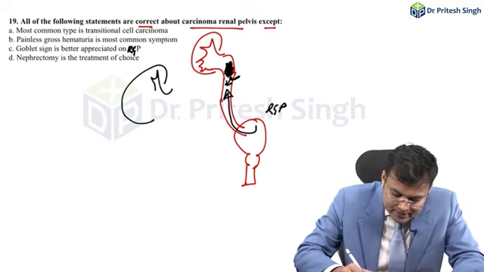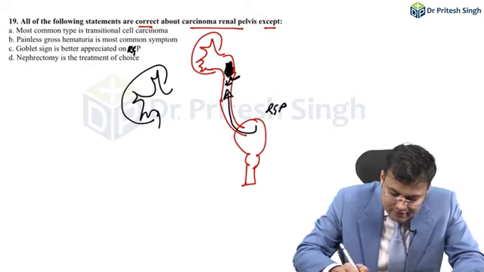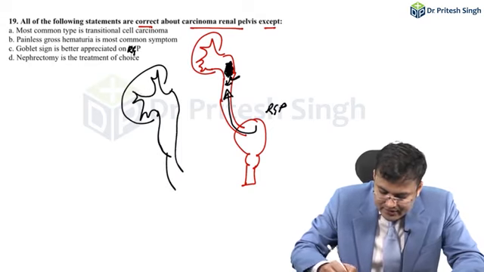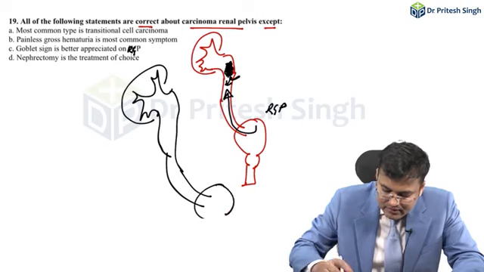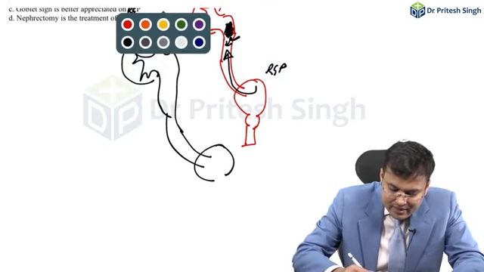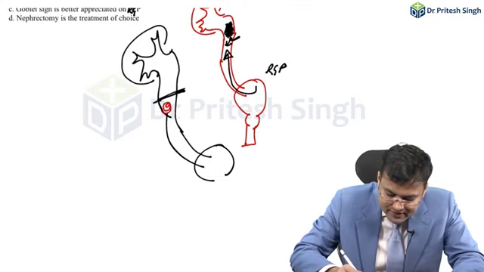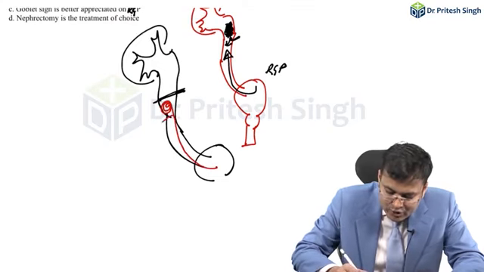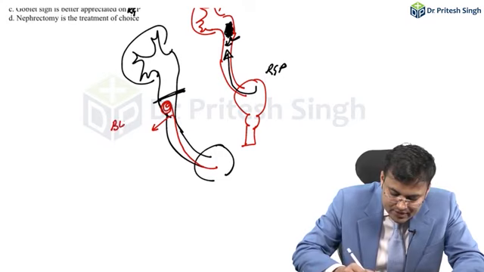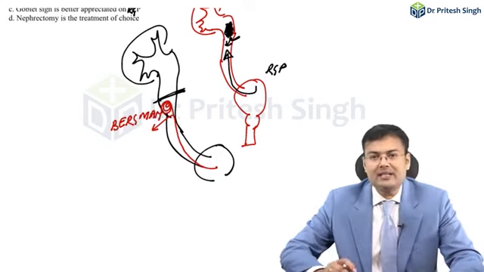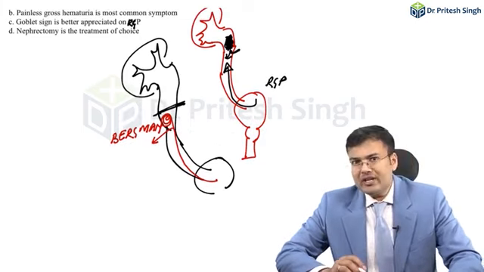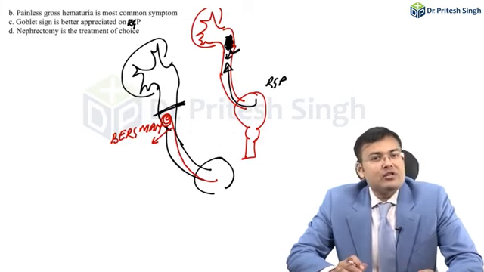Second question, in this case, if we are going to insert the DJ stent, because of this obstruction, what will happen? There is coiling of stent in the distal part, and this coiling is known as Bergman sign. Now, how we are going to treat it? Only nephrectomy is not sufficient.